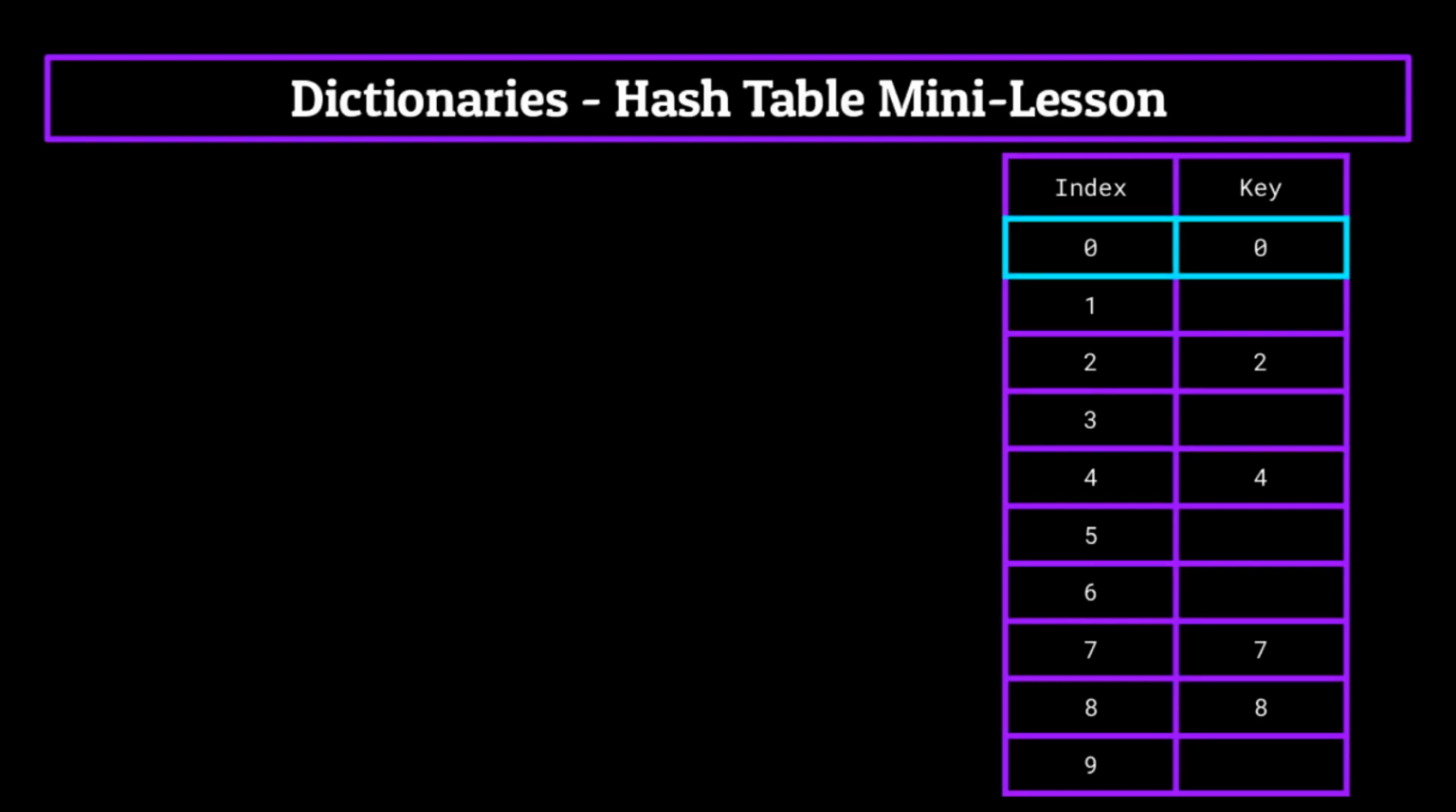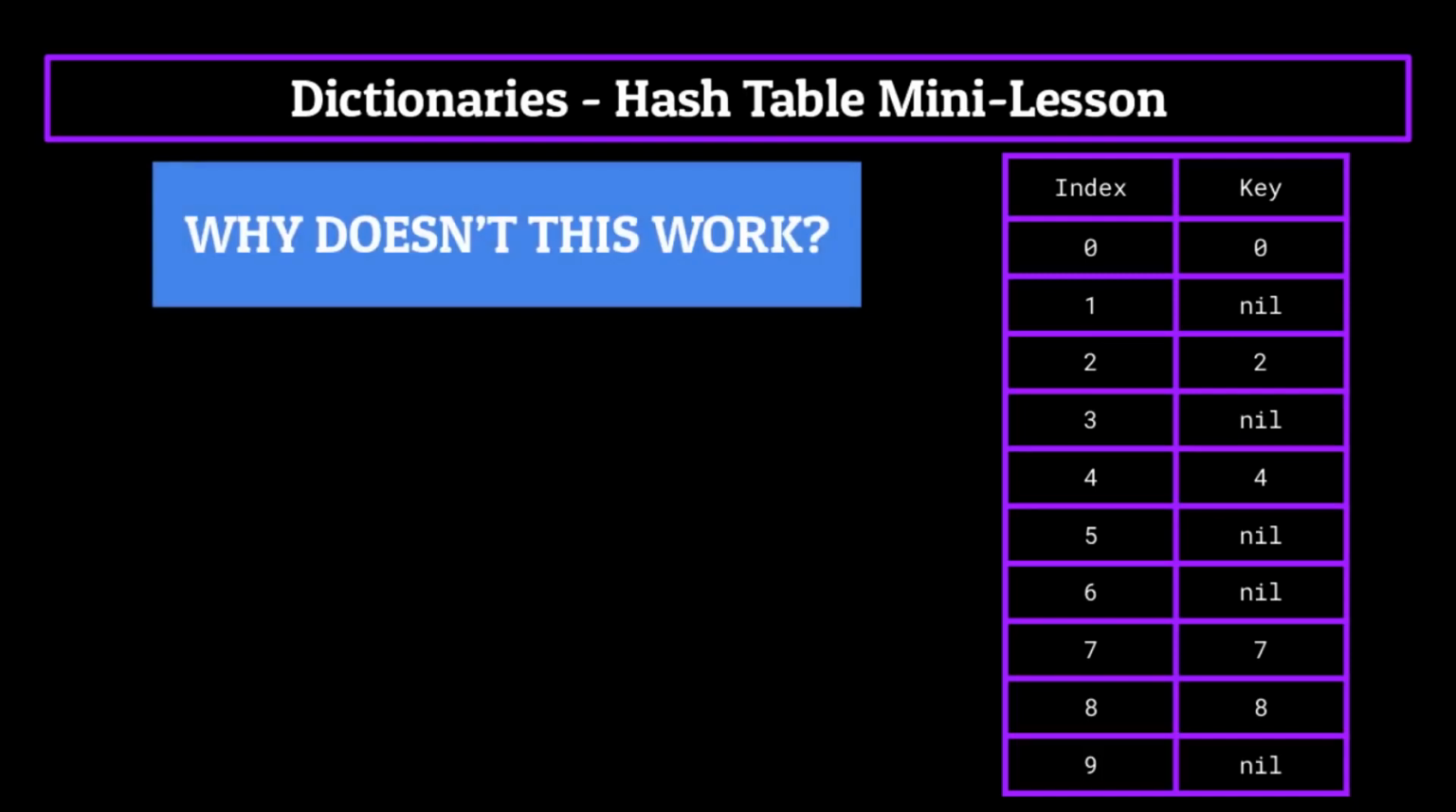So the 0th cell would contain a key with the integer 0, which leads to a value. The 4th cell would contain a key with the integer 4, which leads to another value, and so on. Any cell which we don't have a key for is empty, or what the computer scientists refer to as nil. Why does this not work?